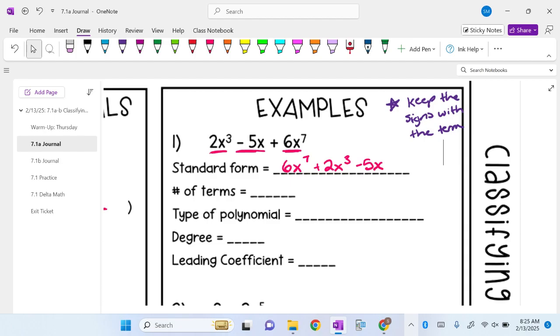All right. Now, how many terms do I have here? We have 3 terms. So 1, 2, 3. So if we have 3 terms, what type of polynomial is this? It's a trinomial. What's its degree? 7. That's our highest exponent, so our degree is 7. And so what's our leading coefficient? 6. Because it's right here.